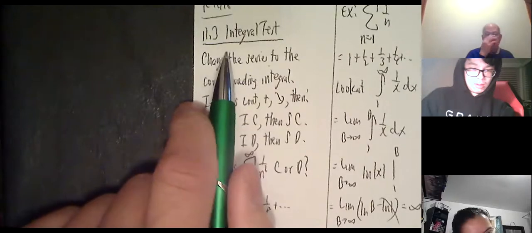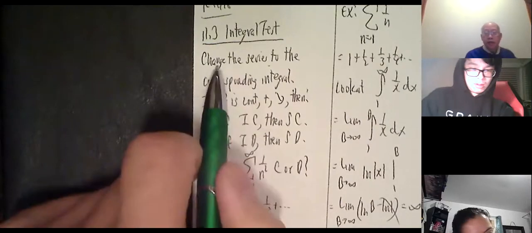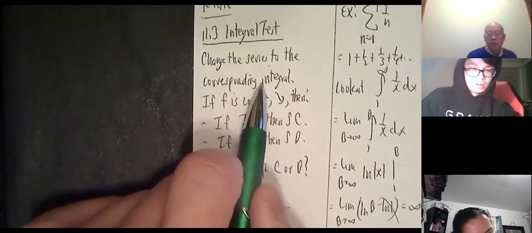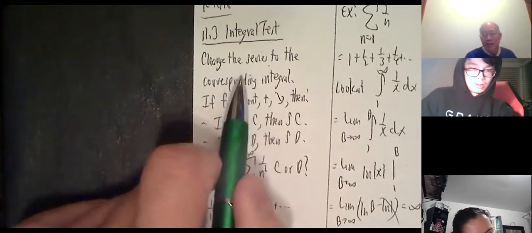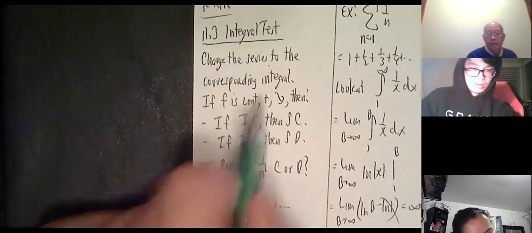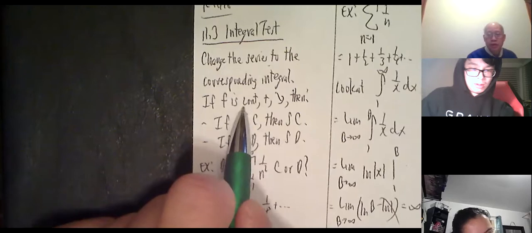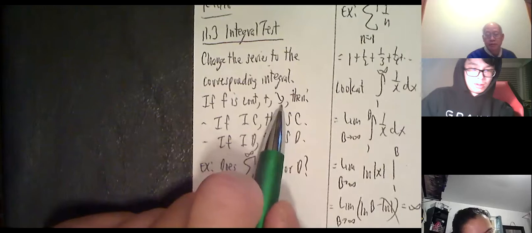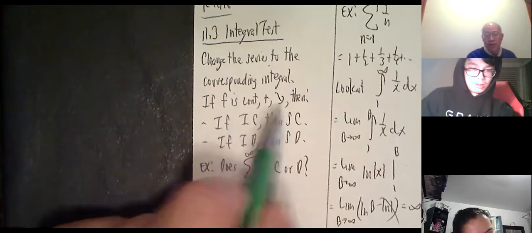Okay, so integral test. We change the series for the corresponding integral. What does that mean? Just change n to x. n is for series, x is for integrals. So f is continuous, C-O-N-T. What do you think that means? Positive. What do you think that means? Decreasing. So that saves a lot of verbiage.